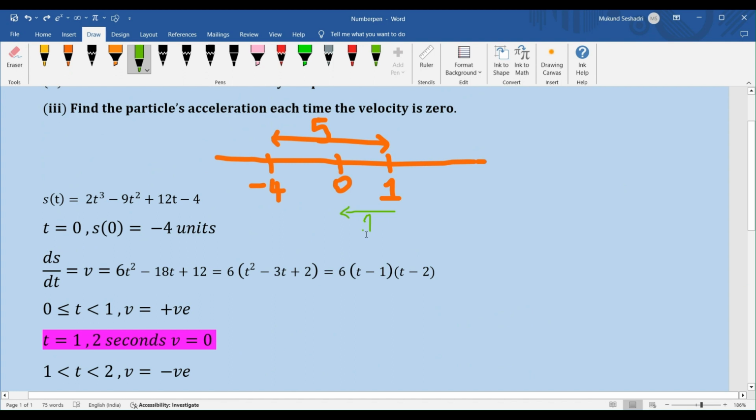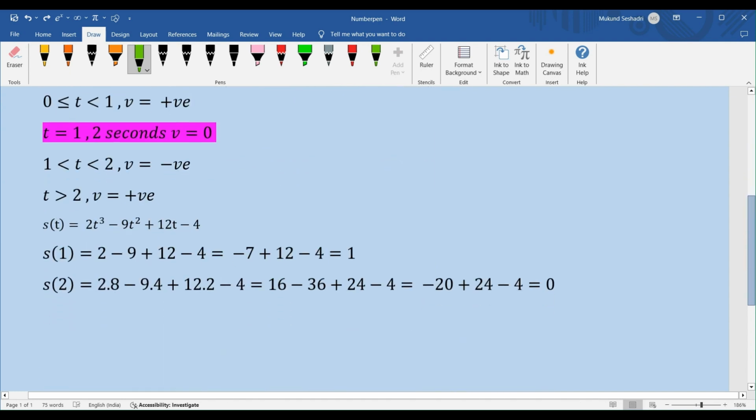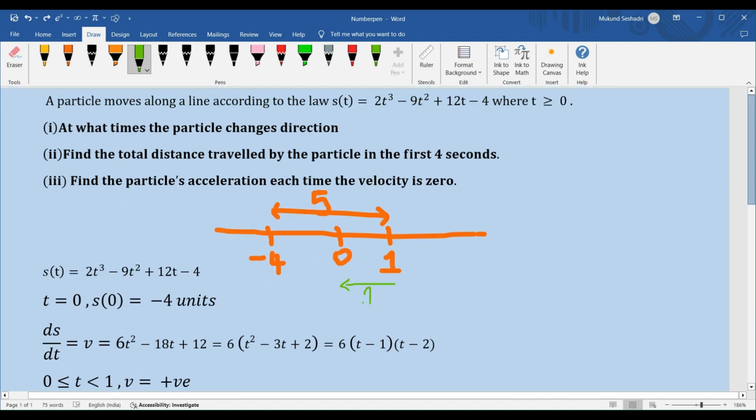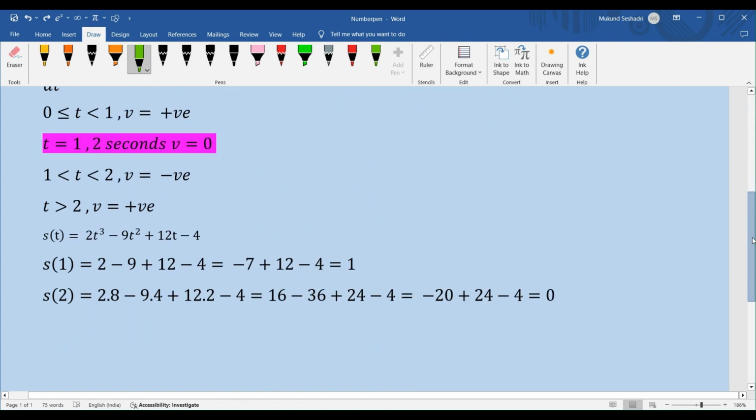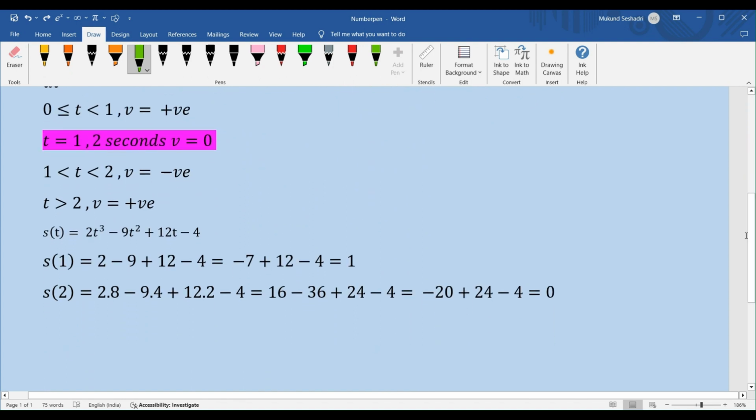the reverse direction, right? So basically, the distance traveled between 0 to 1 is 5 units. Between 1 to 2 is 1 unit, right? So the total distance traveled from 0 to 2 is 5 plus 1, which is 6 units, right? Now the question that has been asked is find the total distance traveled by the particle in the first 4 seconds, right? So we now know the total distance traveled by the particle in the first 2 seconds, right?